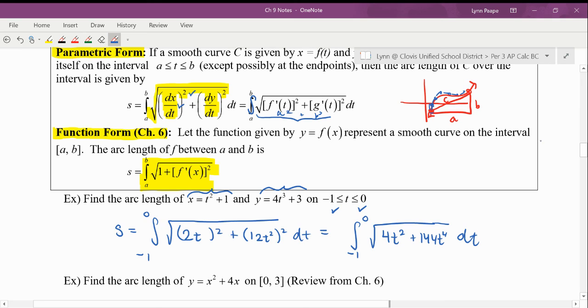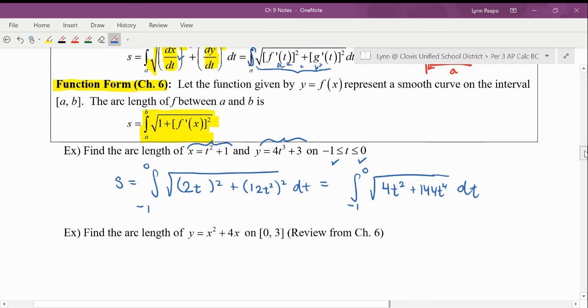At this point, we're just looking for setup only, but you can also, if you want to, type it into your calculator and find a value here, but we'll just do the setup only.